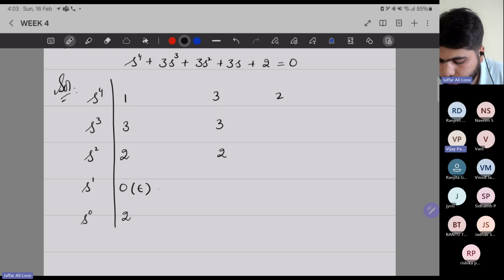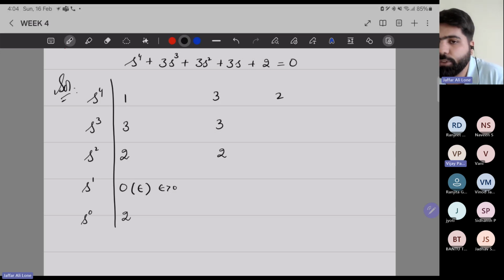So epsilon is positive. Epsilon is greater than 0. Are there any sign changes? So this is the complete Routh array which I have made. There is no sign change. So the system should be stable. As of now, whatever information we have, as per our information, the system should be stable.